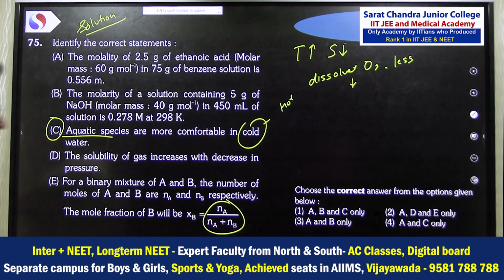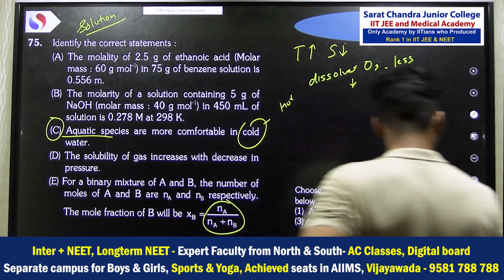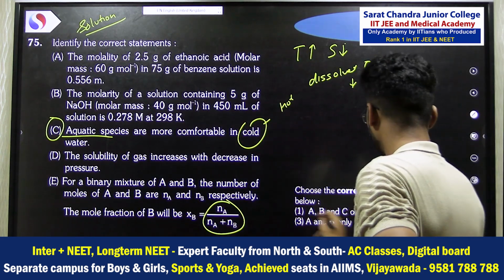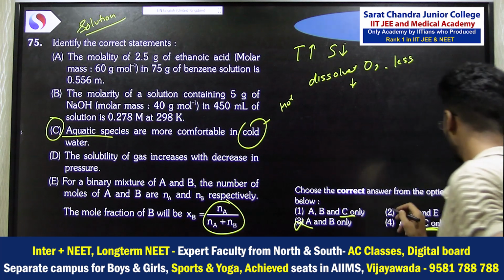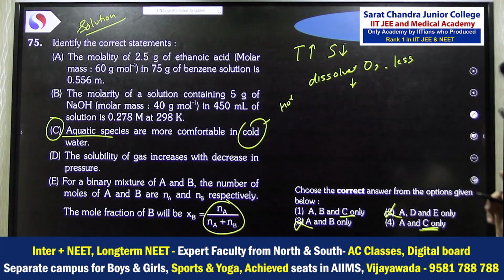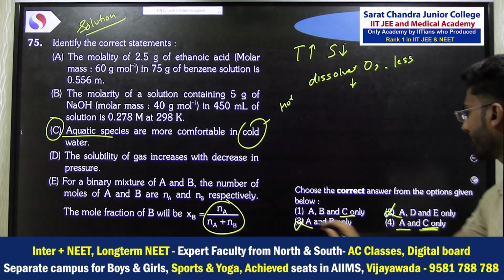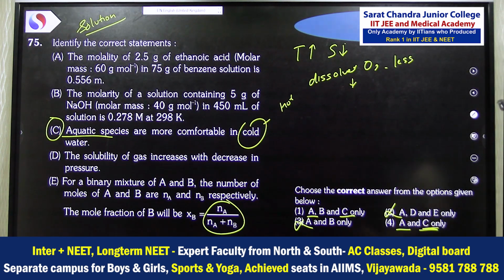So option C. In option 4, C is there. Option 1, C is there. Option 3, C is not there. Option 2, C is not there. So simply eliminate these. Option A is in both, so no need to check. We need to check option number B.